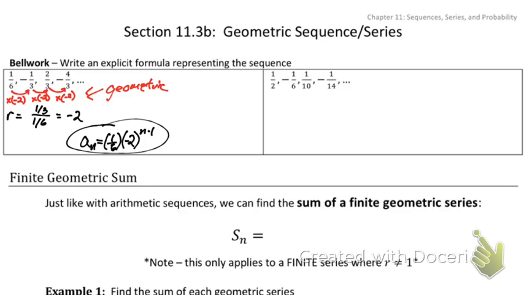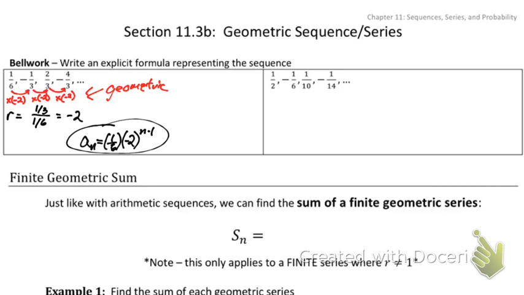It is not geometric. This is not geometric because you look at that first one. The first one I have to multiply by -1/3 to get to that -6. Well, if I multiply -1/6 by -1/3, that does not equal a +1/10. So it is not geometric.